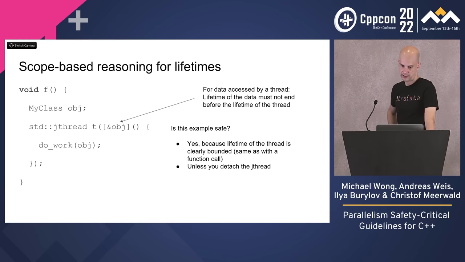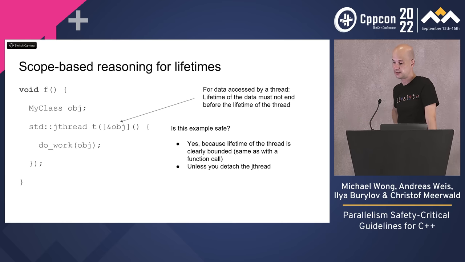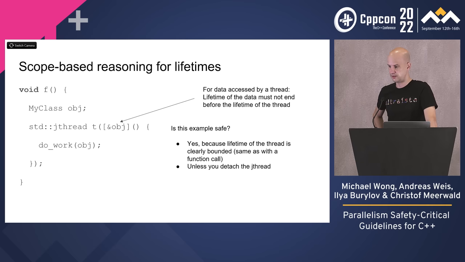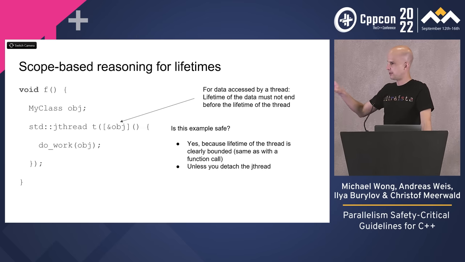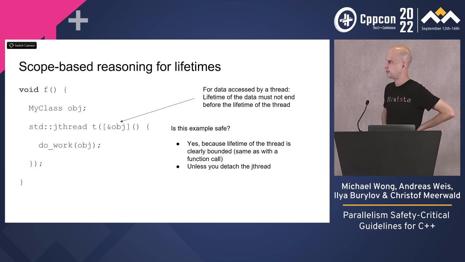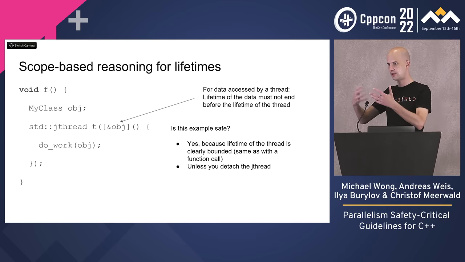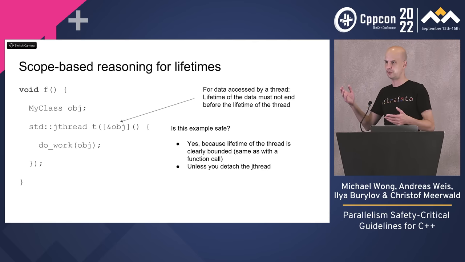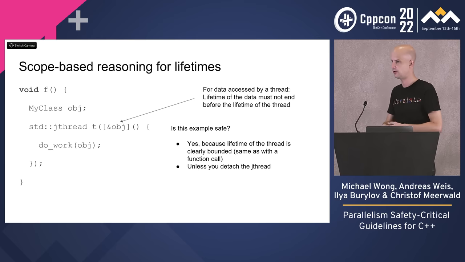And now the obvious question here is, is this example safe? That's basically the question that you always need to answer. And in this particular case, it's quite clearly safe, and it would even for a tool probably not be too difficult to argue this. Because the lifetime of the thread here is clearly bounded by the scope. So this is basically analogous to a function call, right? When you pass a reference to an object to a function call, and the function does not save the reference anywhere in some external place, then you can just look at the scope of the object and see, yeah, the object stays in scope for the entirety of the function call, and therefore it's safe.